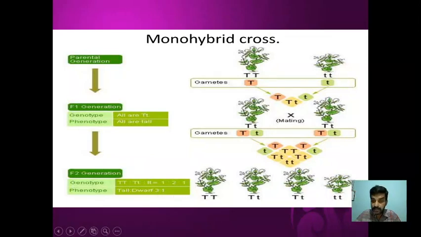What is the genotype ratio? There are three types of genotypes present. One is homozygous dominant, then homozygous recessive, and heterozygous. So that means capital T capital T, capital T small t, and small t small t, which will be in the ratio of 1:2:1. Understood? Okay.